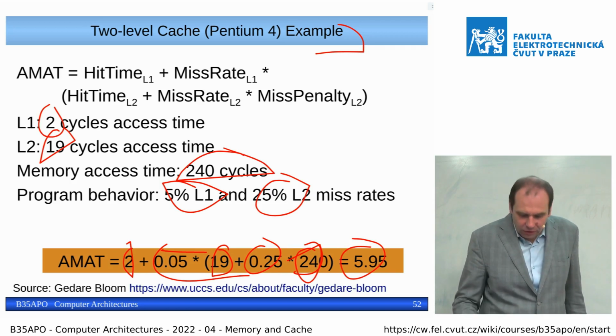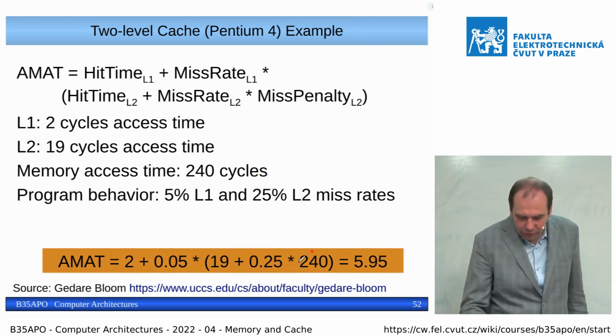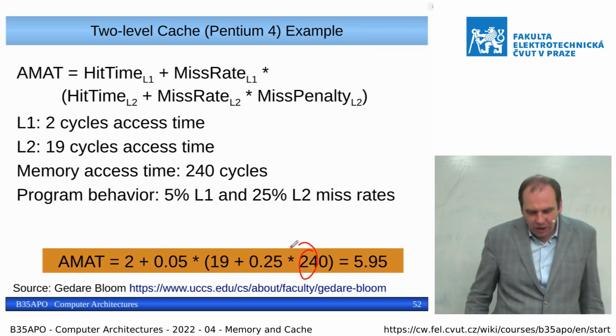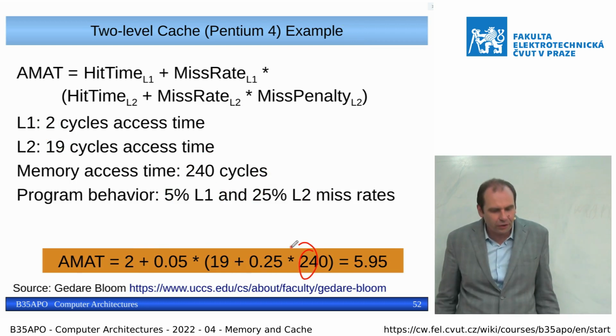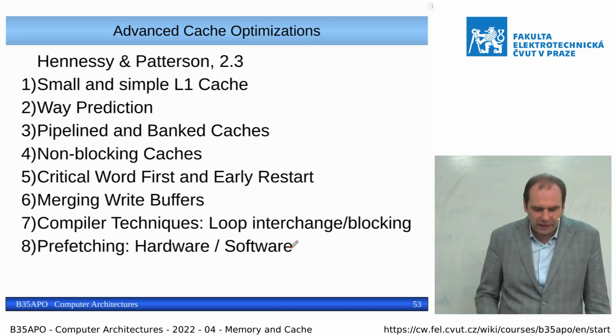But it is not so horrible if you look that the actual access to the memory without cache would be 240 for each access. So we have a speed up.